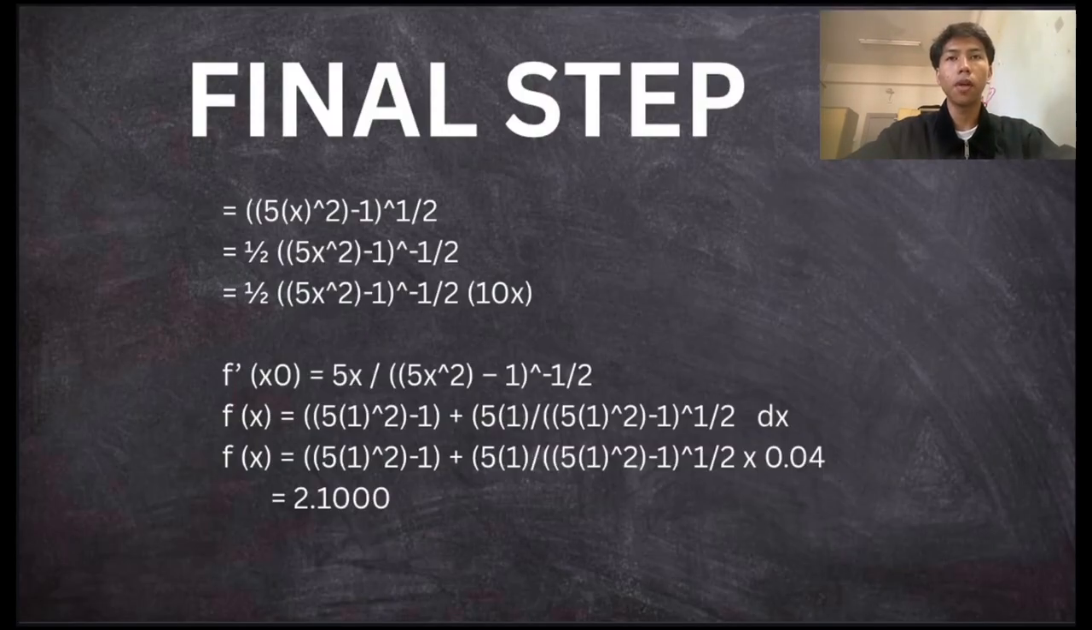Finally, apply the linear approximation formula. f(x) is approximately the square root of 5 times 1 squared minus 1, plus 5 times 1 over the square root of 5 times 1 squared minus 1, times dx. dx we have 0.04, and the final answer we get is 2.000.